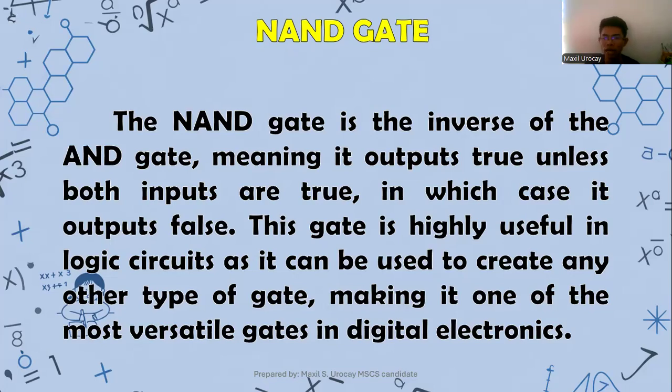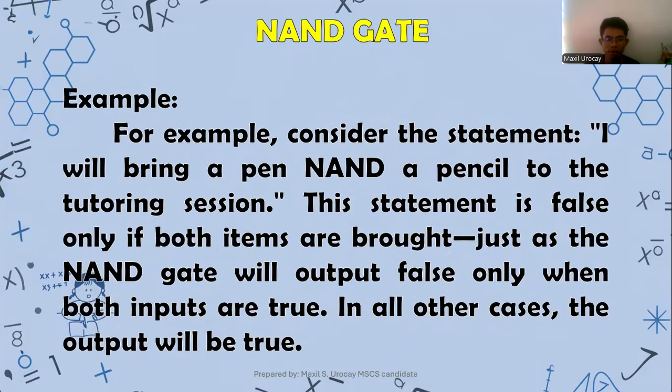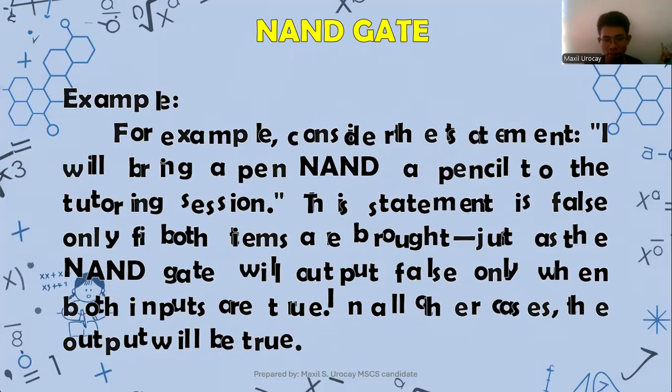So for example, class, consider the statement: I will bring a pen and a pencil to the tutoring session. This statement is false only if both items are brought, just as the NAND gate will output false only when both inputs are true. In all other cases, the output will be true. So technically, it is just a reversal of the AND gate.